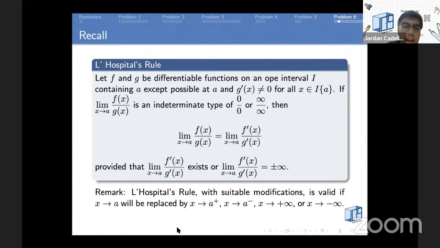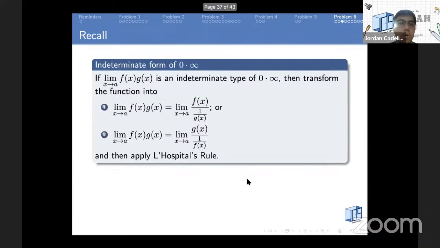Remark lang natin na ang L'Hopital's rule with suitable modifications is valid if x approaches a will be replaced by x sa mga one-sided limits at saka yung positive at saka negative infinity. So meron tayong ibang cases ng indeterminate forms. So ang una ay ang 0 times infinity. So kung ganyan yung form, tapos yan yung limit niya, so we try to transform the function into the following.